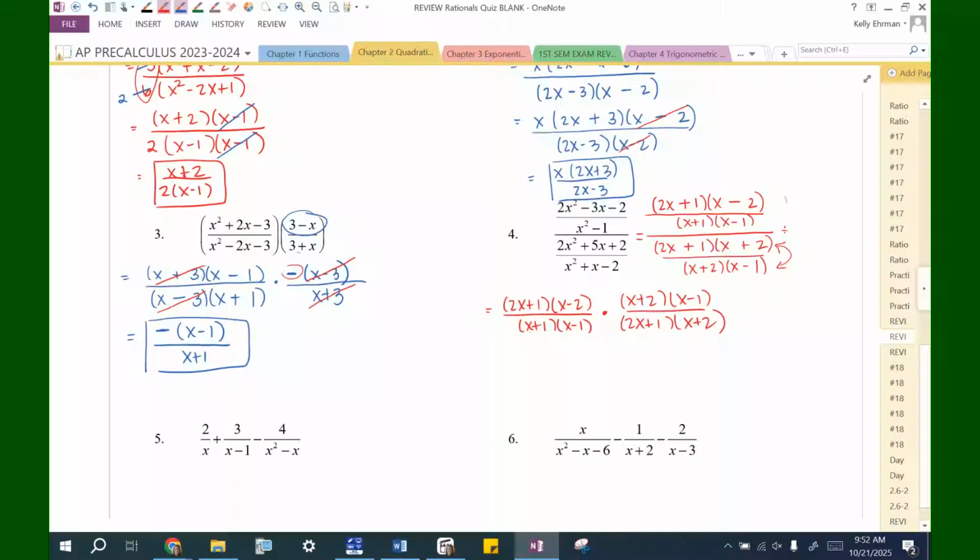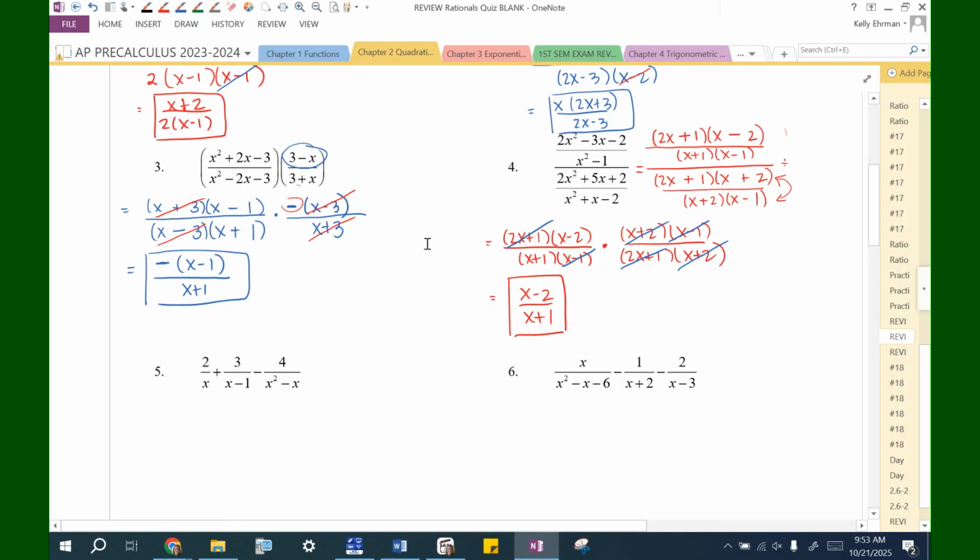And we're just looking through to see what can cancel. So I see 2x plus 1, 2x plus 1, x plus 2, x plus 2, x minus 1, x minus 1. So a lot of stuff canceled. I'm left with x minus 2 over x plus 1. You've got to be careful. You've got to write neatly on these. It's really easy to misread your own handwriting if you're scratching it everywhere and not being organized. So just slow down on these and be careful.